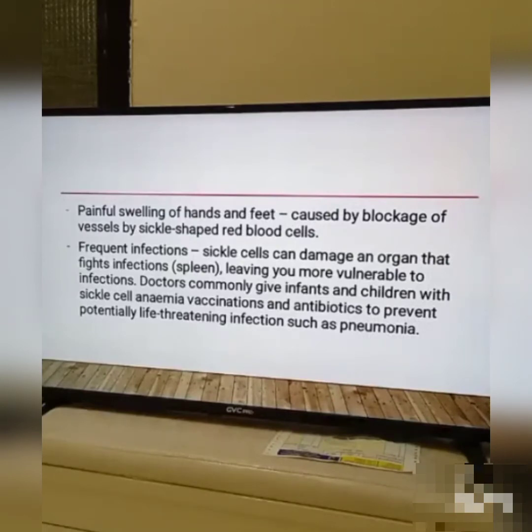What happens is that when the blood vessel has been blocked, there's no fluid passing through. There's inflammation going on. The hands, the feet are swollen. These people can have frequent infections because the spleen that's supposed to fight infection has been damaged. Remember, I talked about the blockage of blood vessels by those cells. So these people are vulnerable to infections, and because of that, doctors will give them antibiotics, vaccinations, just to prevent infections. So they have to go to the hospital frequently for checkups.